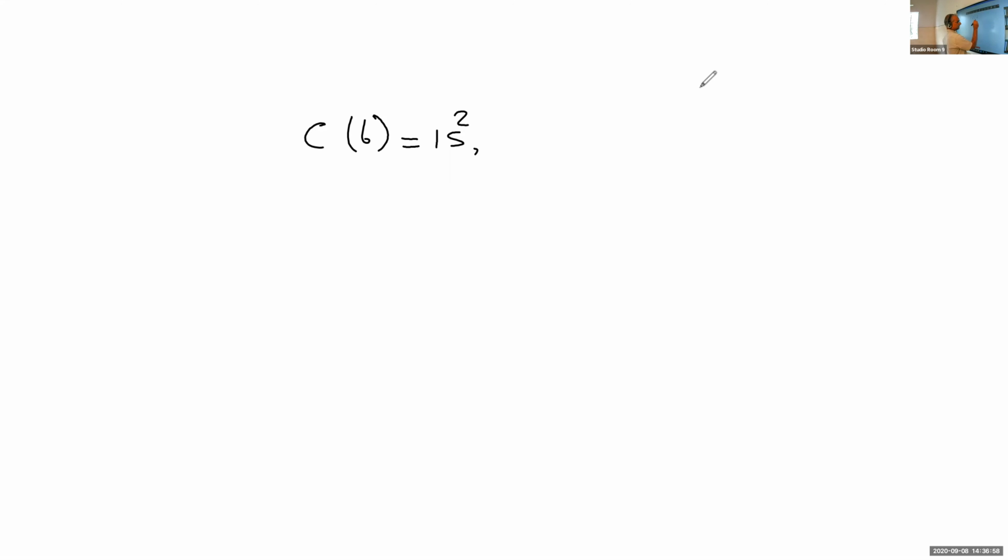1s2. 2s2. Then 4 electrons. Then 2 more. 2p2. That is the configuration. All right.